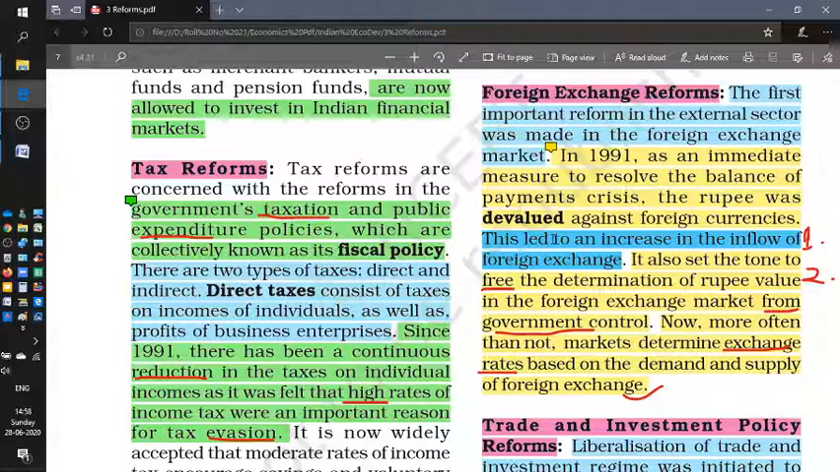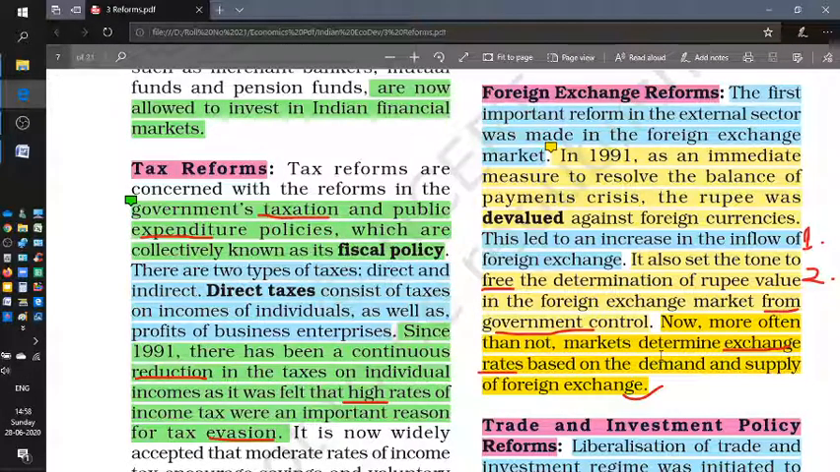Devalue the currency. Number two is that from now onwards, the government has tried to free the determination of the rupee's value in the foreign exchange market from government control. Earlier, how much to exchange for a dollar, for a pound, was controlled by the government. $1 is equal to how much? It was controlled by the government. But from now onwards, the market determines exchange rates. It depends on the demand and the supply of foreign exchange.